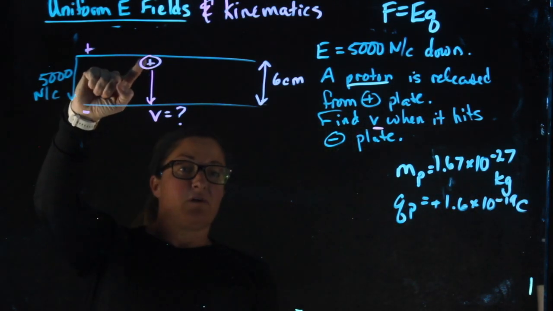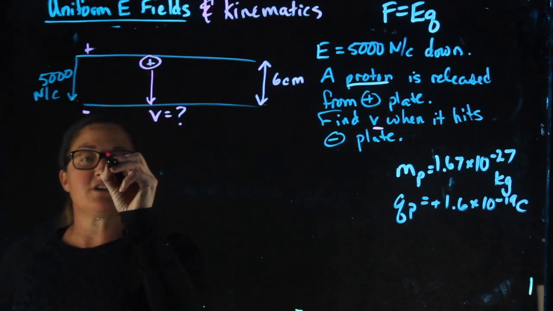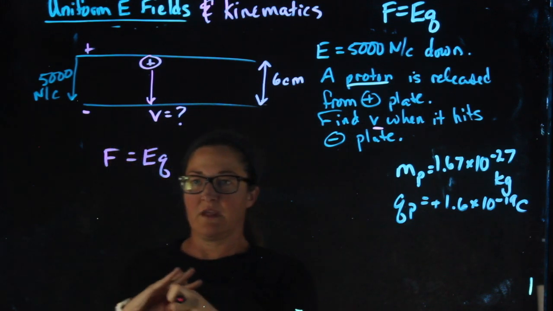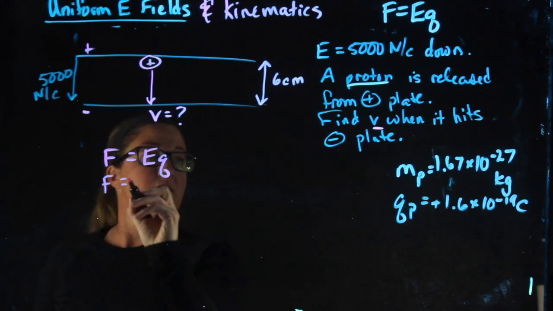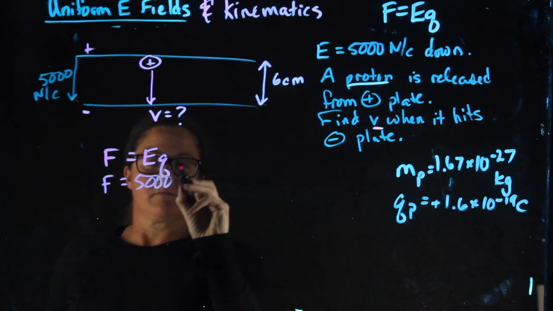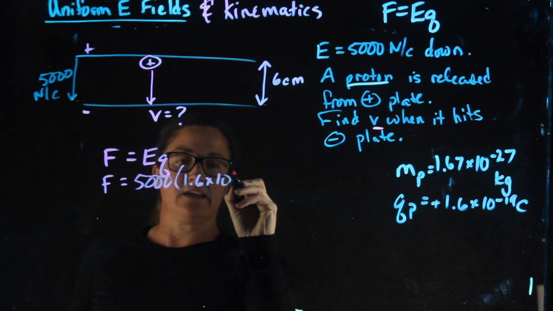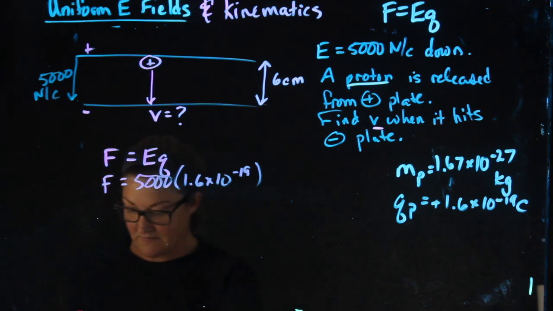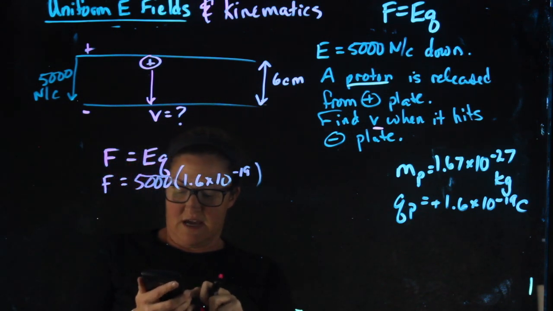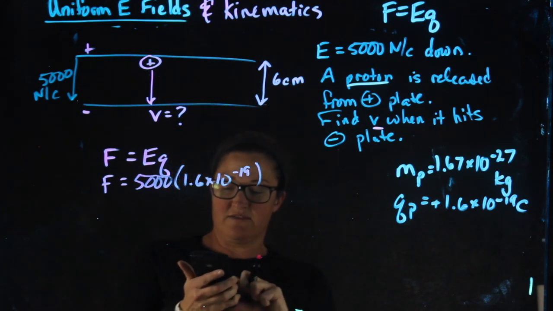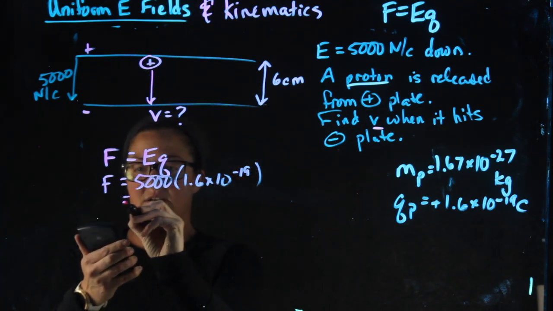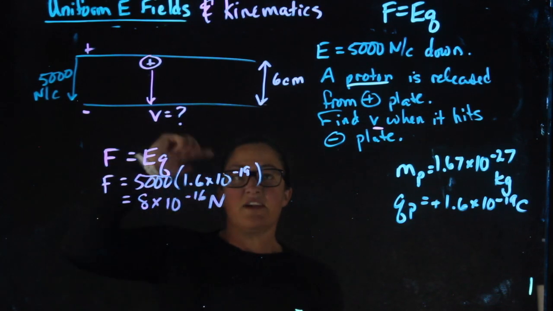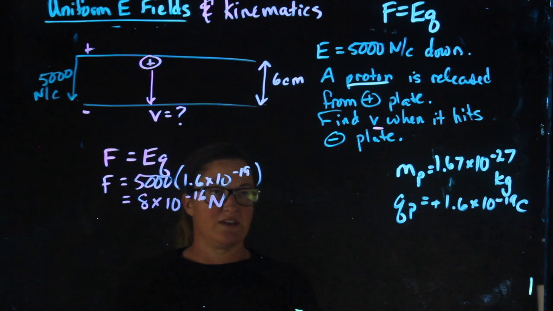All right, I want to know the force on this proton. The force on the proton is caused by the electric field, so F will equal EQ. 5,000 times 1.6 times 10 to the negative 19th gives me a force of 8 times 10 to the negative 16th newtons. This is the force that's going to be used to accelerate the proton.